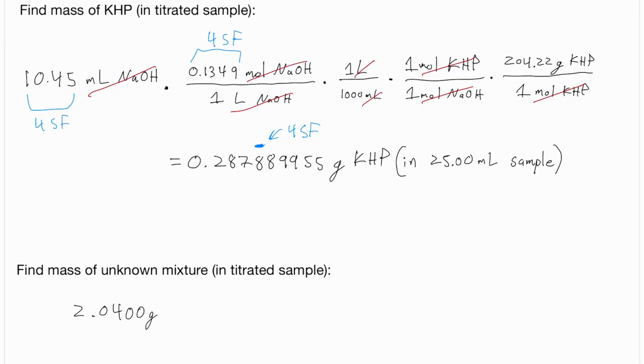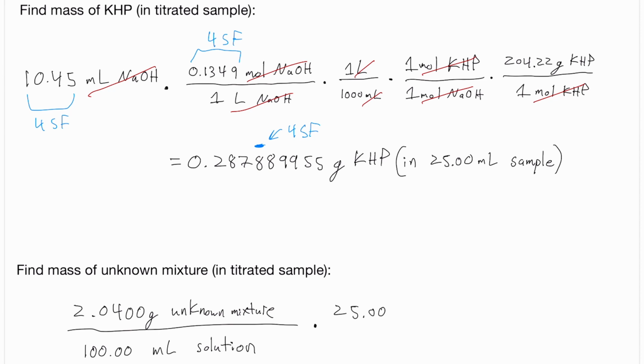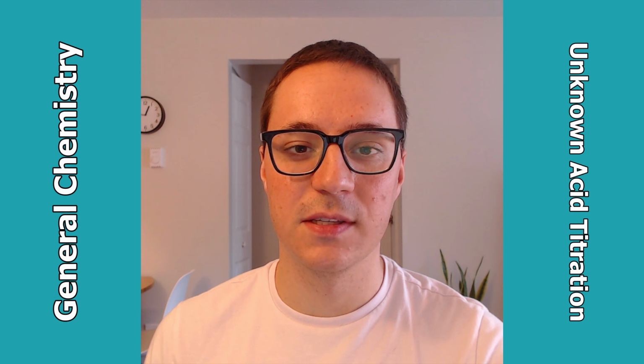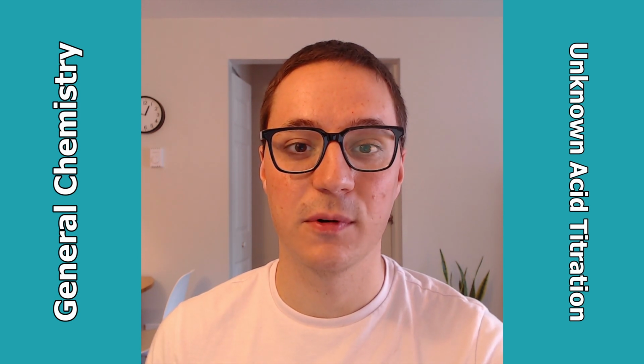I'll start with the total mass of the unknown mixture, and that total mass was dissolved in 100 milliliters of solution. If I multiply that out by the 25 milliliter portion I removed for the titration, I get 0.5100 grams of the unknown mixture in that titration. This number has 4 sig figs because the 25.00 milliliters from the volumetric pipette had 4 sig figs.